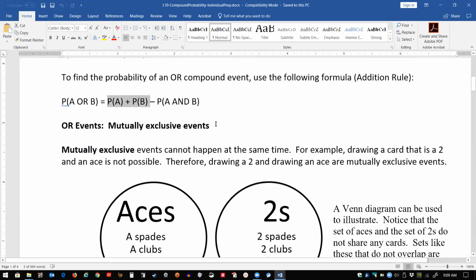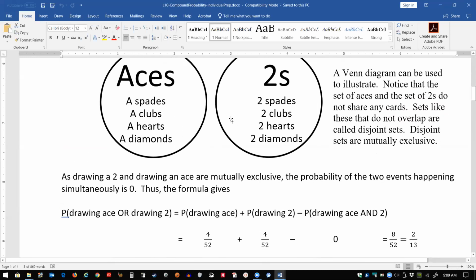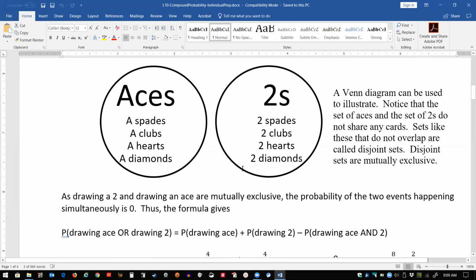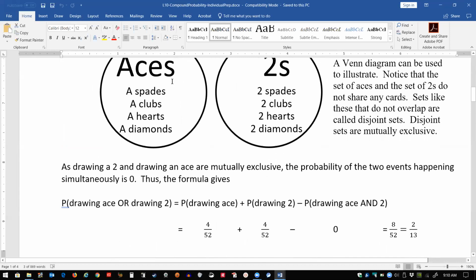Okay, so let's do some practice with this. For this example, I have 4 aces in my deck out of 52, so the probability of drawing an ace is 4 out of 52. I have 4 2s in my deck, so the probability of drawing a 2 is 4 out of 52. So I'm going to add those up.